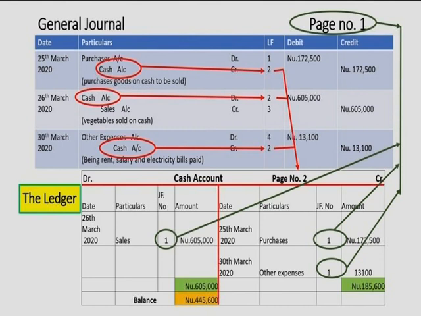If you look at the sales journal entry on 26th March 2020 in the general journal, you can see cash account debit and sales account credit. So in the cash account, in the ledger account, sales will be recorded on the debit side, and the amount will be 605,000. When you sell vegetables, cash comes in, so there is an increase in the cash in the business. Therefore, when there is an increase in cash in the business, it is debited. If you look at the journal entry, you can read it like this: purchases account debit to cash account.